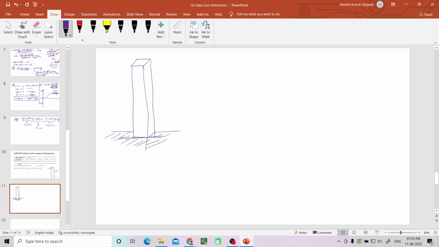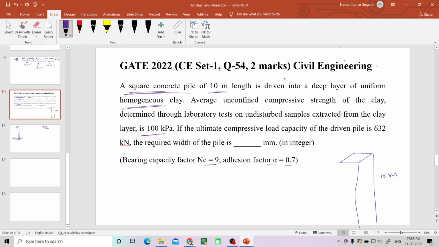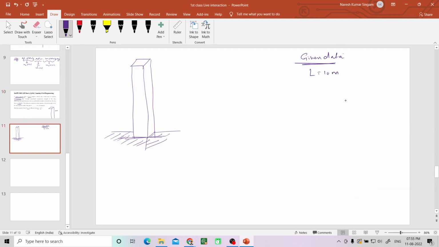Anyway, so what is the given data? Let's note down the given data first. We need to understand the question by writing the given data. So length is given as 10 meters and clay is uniform. What is uniform? It means at every point, at any depth, the shear strength value is the same. That means SU is constant at every point.